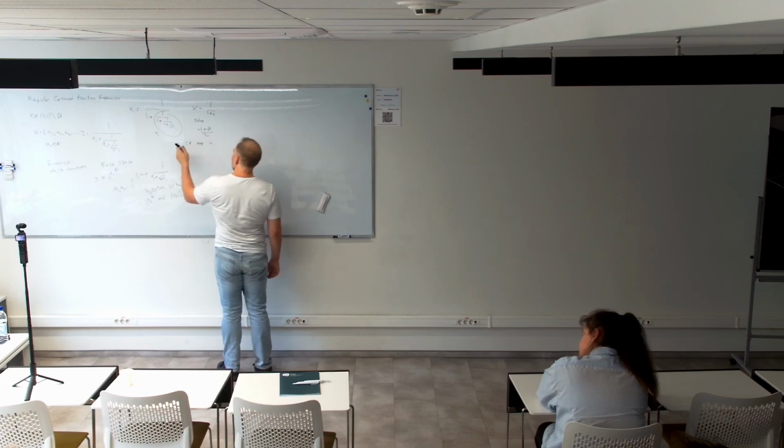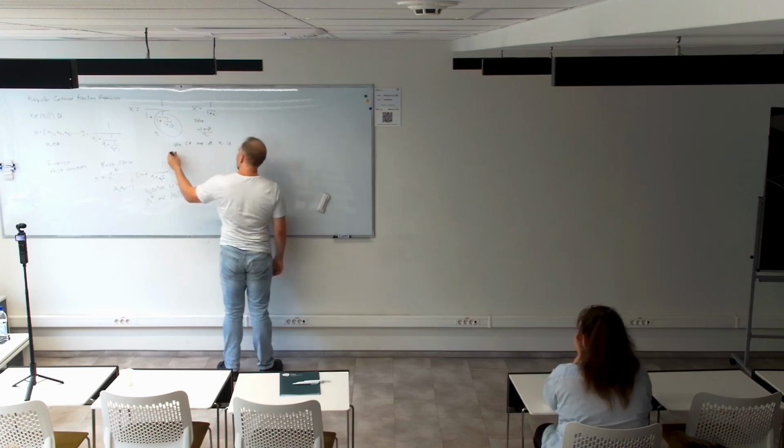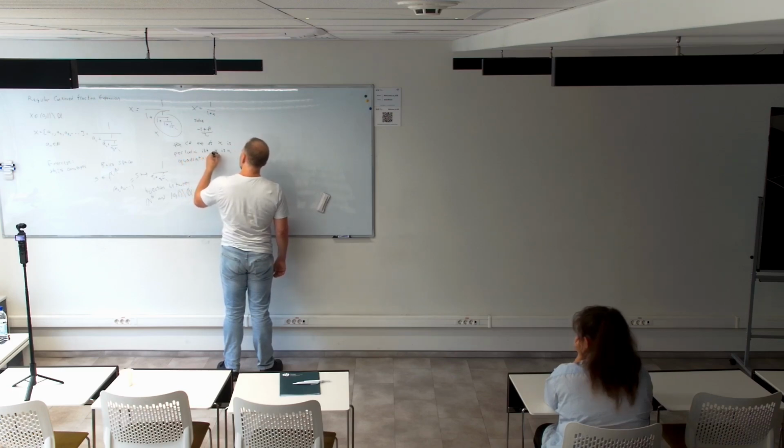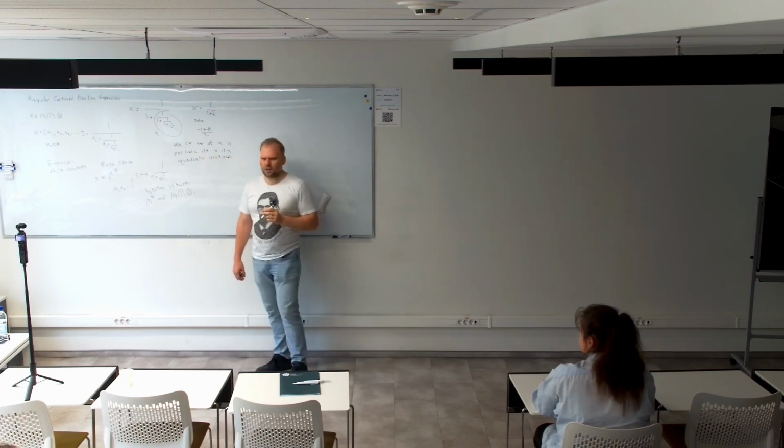The continued fraction expansion of x is periodic if and only if x is a quadratic irrational. This is due to Lagrange, is that correct? Is this Lagrange that proved this? I think so. It's more or less clear because of the same argument.